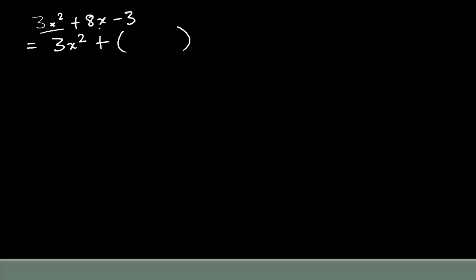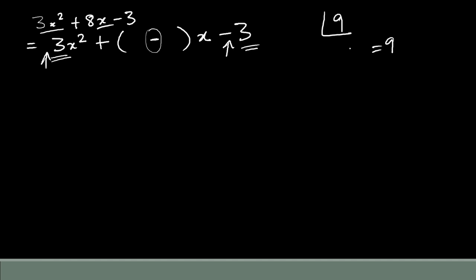instead of 8, we put a bracket here, instead of x, we just write x, minus 3, we just write minus 3. So what operator should we put here in the middle? If this is plus, this is minus, plus and minus is minus, so we should put a minus here. And what is this constant 3? So 3 times 3 is 9. Okay, so 9 can be written as 9 times 1. And 9 minus 1 gives us this 8. So basically we can write this as 9 minus 1.